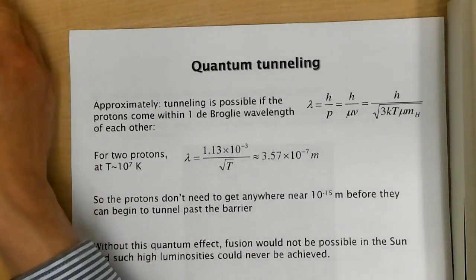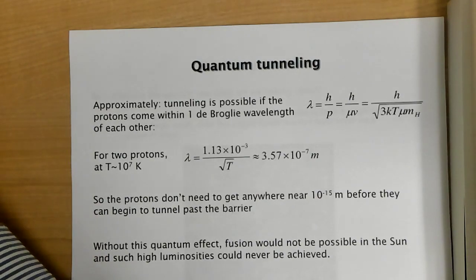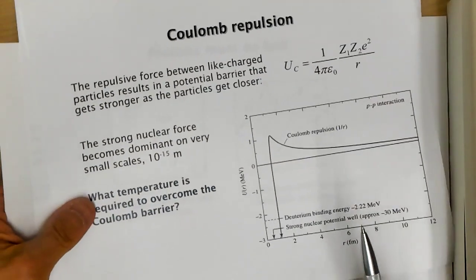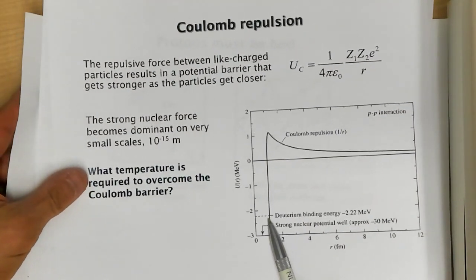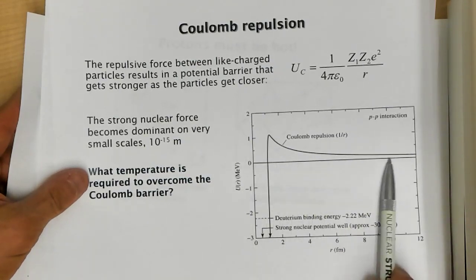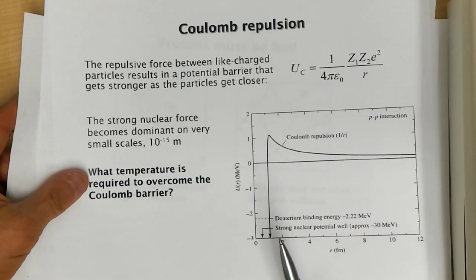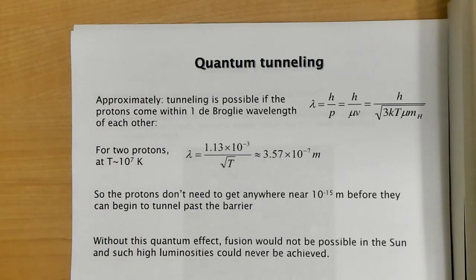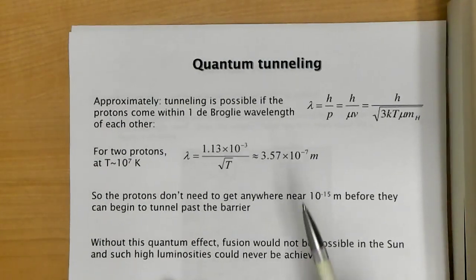The idea is that instead of having to tunnel all the way to 1 femtometer, all we have to do is tunnel to a distance given by the typical de Broglie wavelength of the protons at a temperature of 2 times 10 to the 7th kelvins. So we can make that estimate.